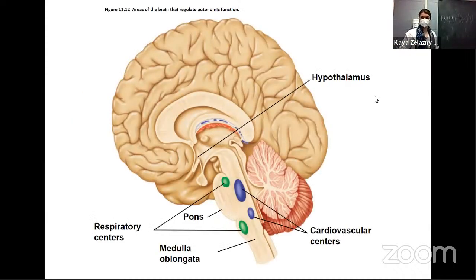I am not actually going to question you about this, but these are the regions of the brain that are particularly involved with autonomic functions. So you've hopefully seen some of these in lab.